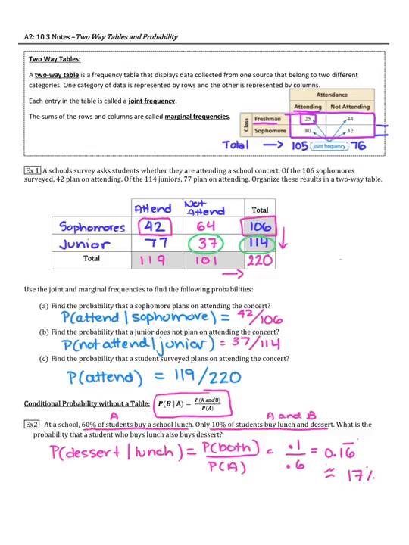Okay, so I realize if you read the section, they also go into something called joint marginal frequencies, relative frequencies. We're not going to be going there. We just really want to use the two-way table as a guide to organize the information.